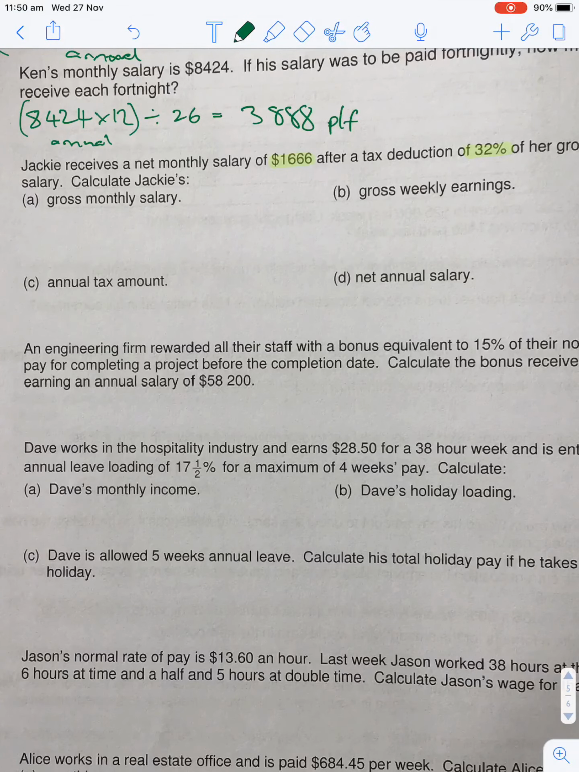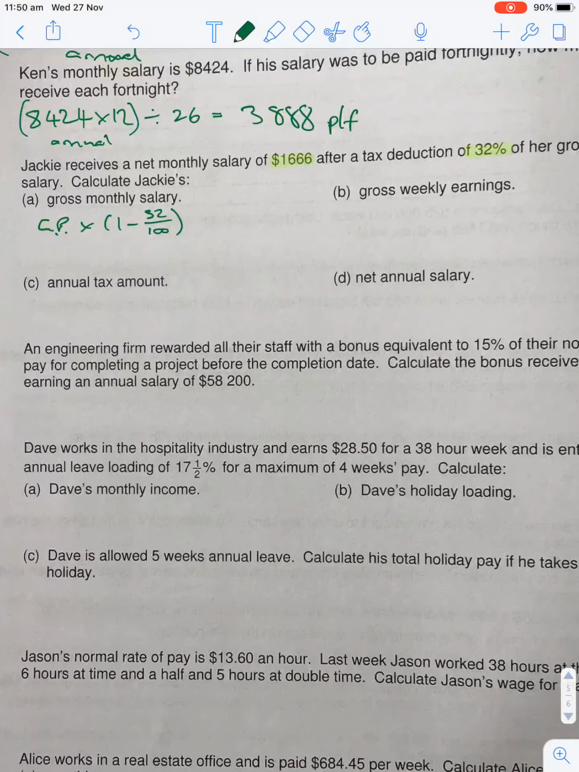So had I known her gross pay, if I put GP for gross pay, to take off the 32% tax I would have multiplied her pay by 1 take the 0.32, or if you're not good with that, the percentage over 100, so 32 over 100. And after I did that process, my answer would have been the 1,666. So if I was to rewrite that, I've got gross pay times 0.